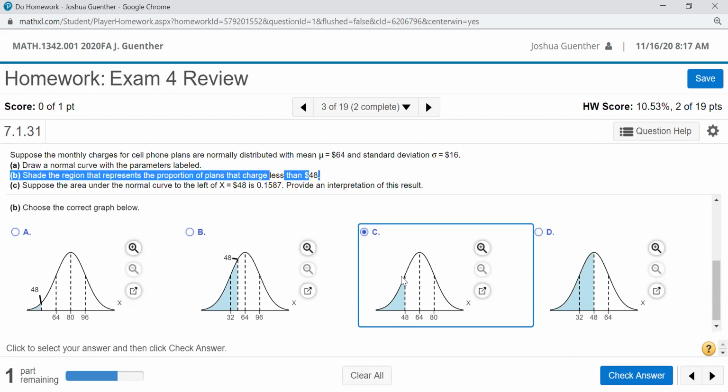And it just so happens that it's shaded correctly. It needs to be. We're shading the plans that are less than $48 a month. Whatever the area of this shaded region is, that is the proportion of plans that are less than $48.